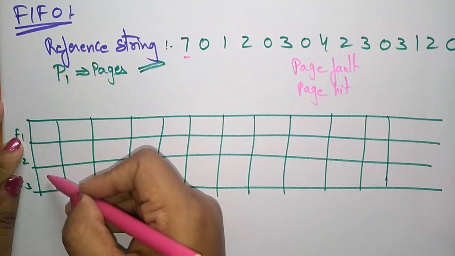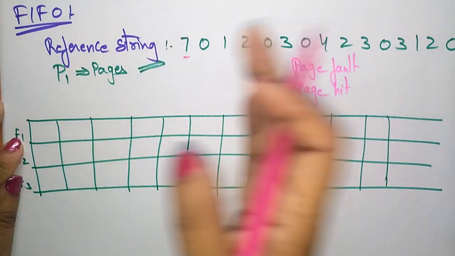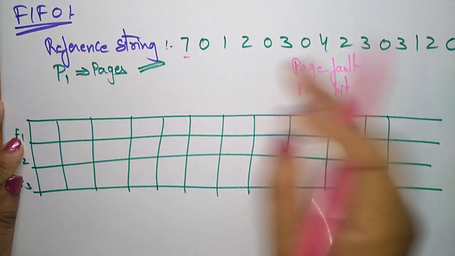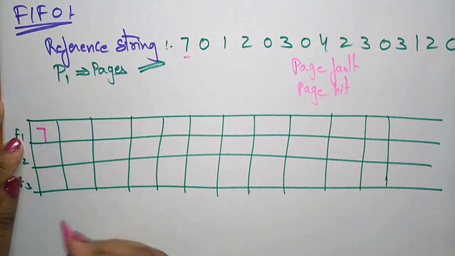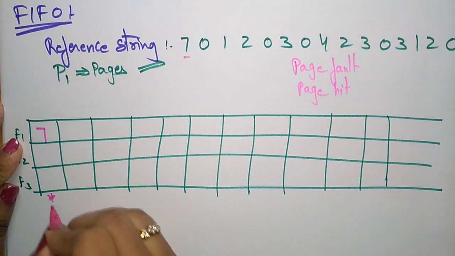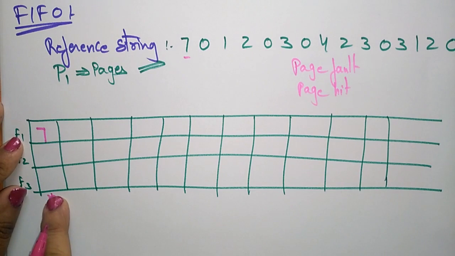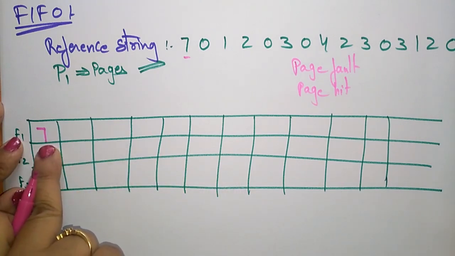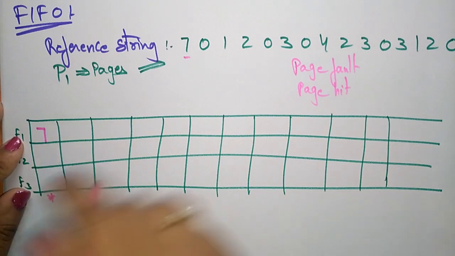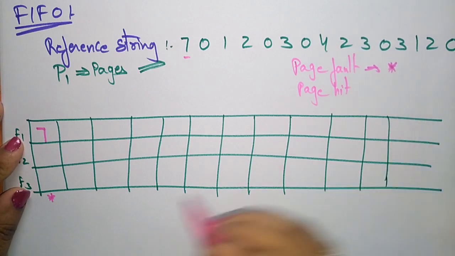The CPU is demanding the reference string, that is page 7, and it is not present in the main memory. Whenever 7 is not here, what will the CPU do? The control transfers to the operating system, and from the operating system to the disk; from the disk we get the 7th page and place it in the main memory. So this is a page fault, because 7 is not there in the main memory. If the page is not present in the main memory, you call it a page fault. The page fault is indicated with a star.